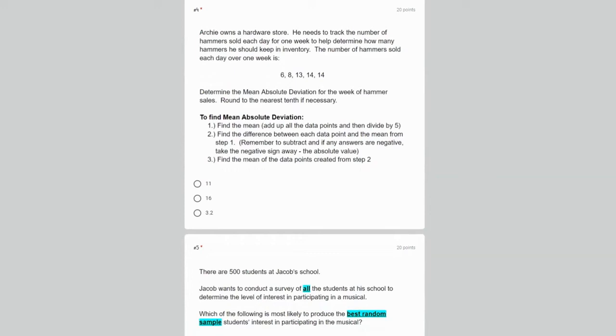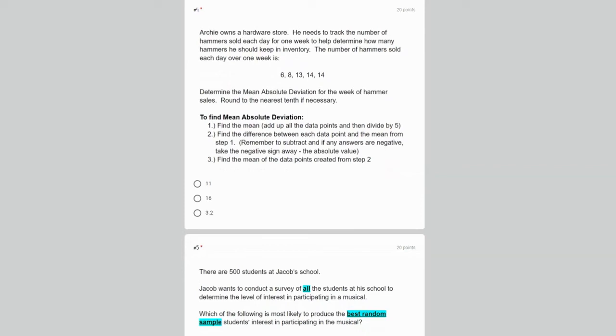Question number 4. Archie owns a hardware store. He needs to track the number of hammers sold each day for 1 week to help determine how many hammers he should keep in inventory. The number of hammers sold each day over 1 week is 6, 8, 13, 14, 14. Determine the mean absolute deviation for the week of hammer sales. Round to the nearest tenth if necessary.